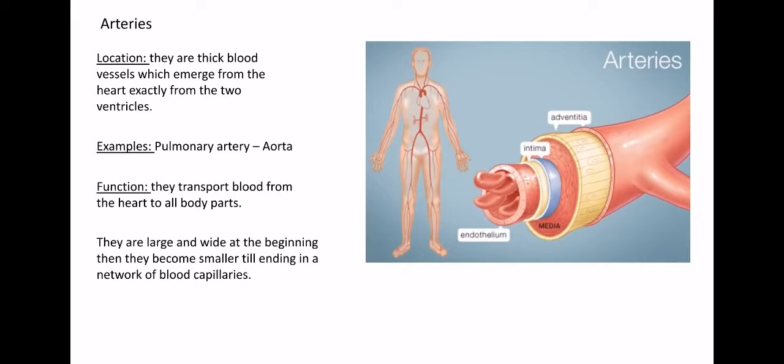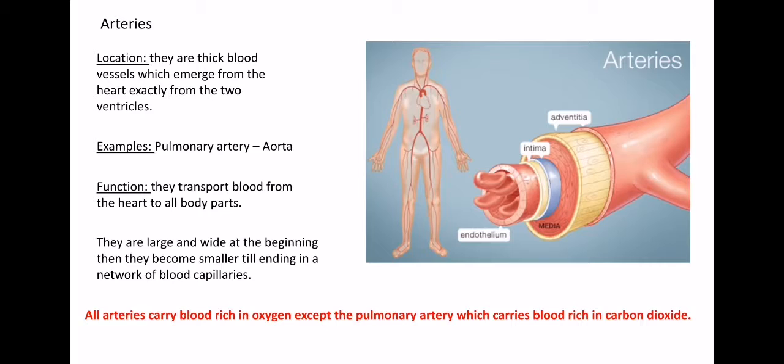And they are large and wide at the beginning, then they become smaller till ending in a network of blood capillaries. All arteries carry blood rich in oxygen, except the pulmonary artery, which carries blood rich in carbon dioxide gas.